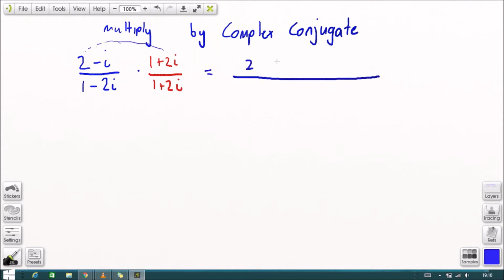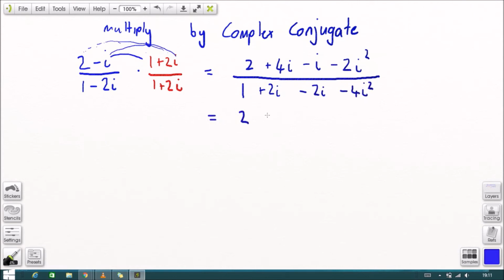So 2 times 1 is 2. 2 times 2i is 4i. Minus i times 1 is minus i. And minus i times 2i is minus 2i squared. And for the denominator, it's going to be 1 plus 2i minus 2i minus 4i squared.